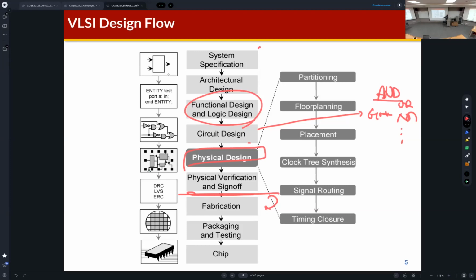silicon wafer is fabricated, which means that the transistors are generated, and then with the packaging and the testing, we can make the chip. It's very complex.